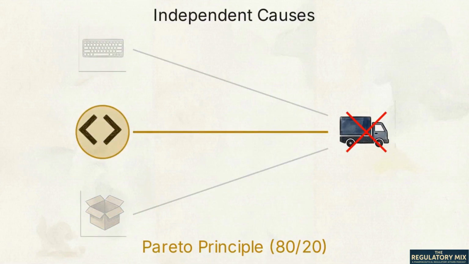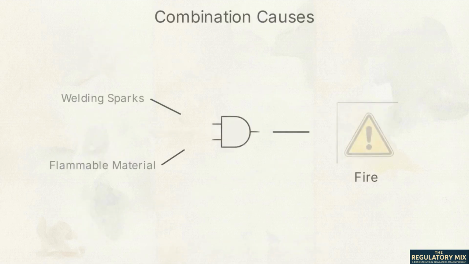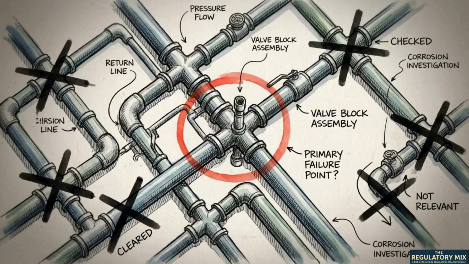Conversely, combination causes require multiple variables to be true simultaneously. A localized fire requires both the inherent sparks of a welding operation and the variable presence of flammable materials. Identifying the exact topology of the failure is a strict prerequisite for deciding where to allocate limited corrective resources.